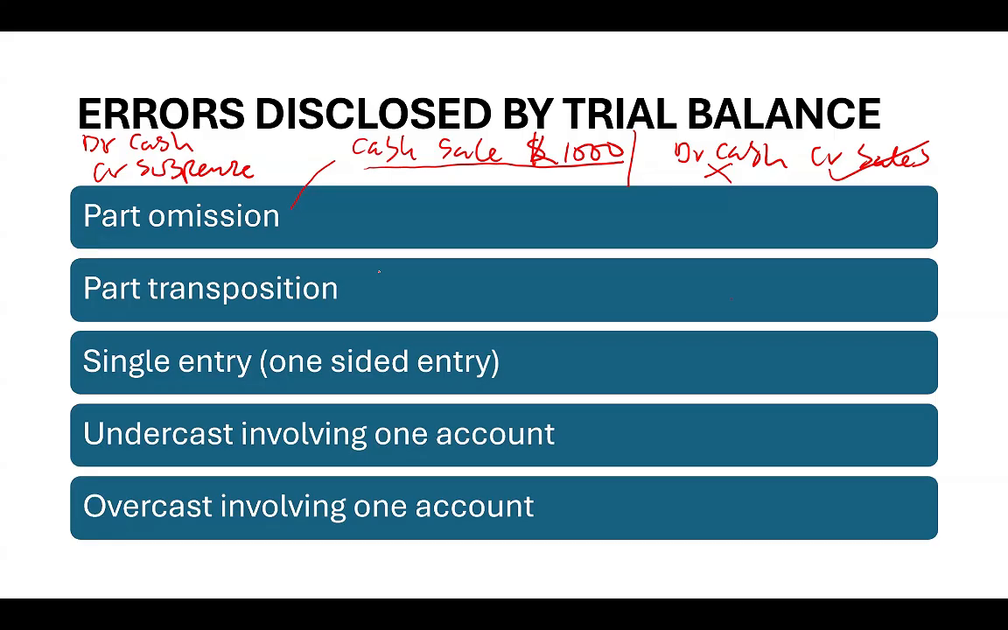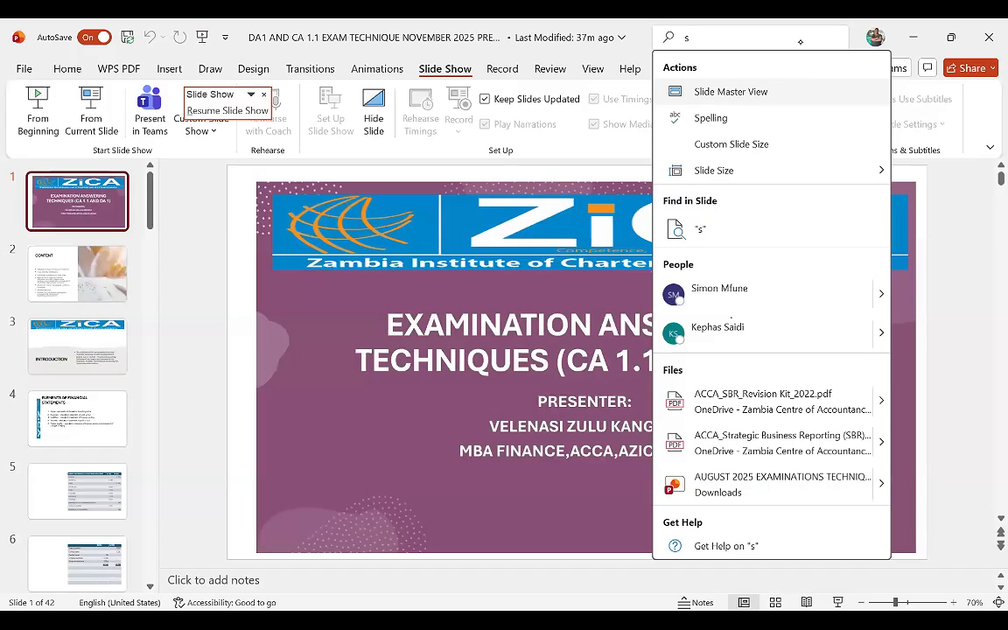Part transposition error. A transaction has taken place. One account is correctly recorded, but for the other account, to complete the double entry, the amount is transposed, recorded the other way around. So for instance, the same cash sale, let's say the amount involved was 75 kwacha.